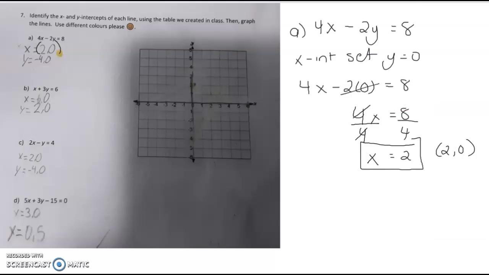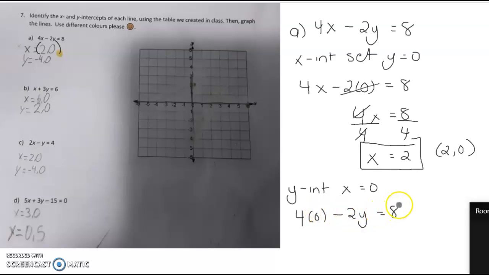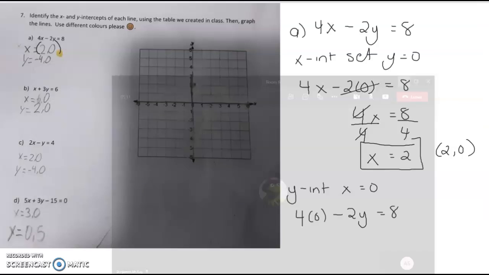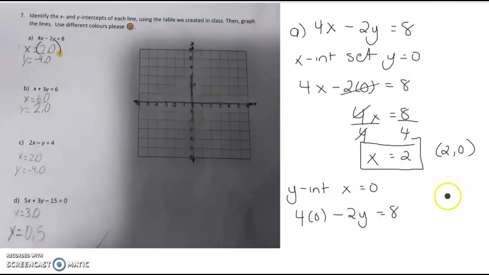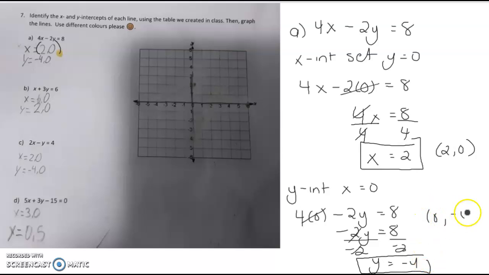The second one, for the y-intercept, we set x equal to 0. So same equation, 4 times 0 minus 2y equals 8. Okay, so 4 times 0 is 0, so we have negative 2y equals 8. Now to solve for y, you divide by negative 2, and y equals negative 4. So for this point, x is 0, y is negative 4. So you have that here, just don't forget your brackets.